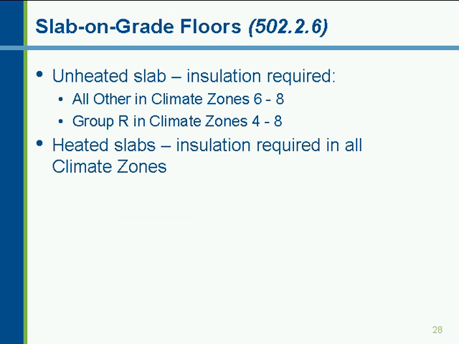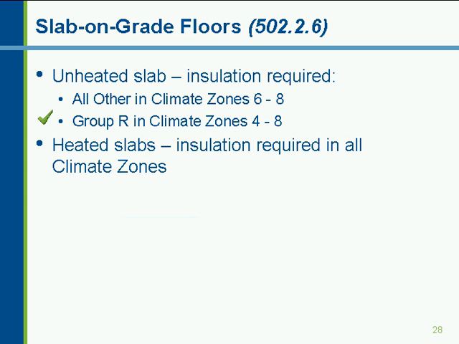For unheated slabs, we've talked about this a little bit. Essentially, this was a big difference between the 2006 and 2009. In climate zone 6 through 8 for unheated slab, you have to have insulation requirements for all other insulation. For Group R, it's climate zone 4 through 8. Again, Group R is going to be high-rise residential, so if you have dwelling units on the first floor, those floors could be very cold if they're slab-on-grade and the slabs are not insulated. So climate zone 4 through 8 for Group R, climate zone 6 through 8 for all other.